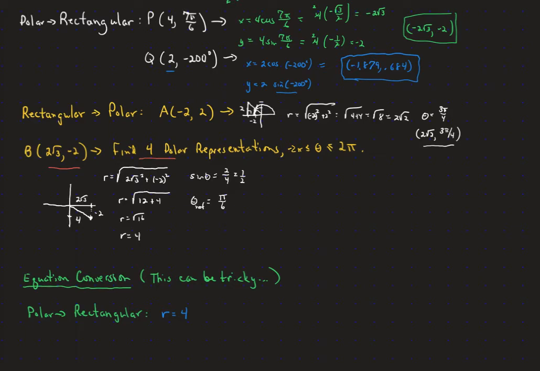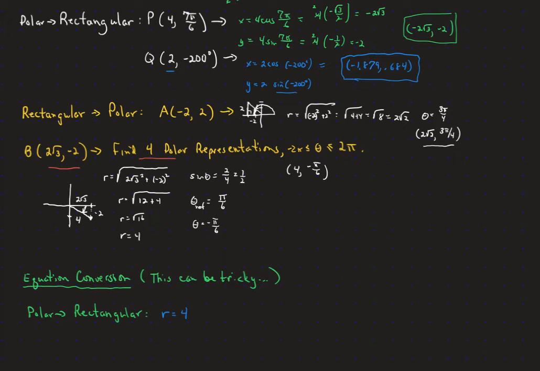Now, because we are in quadrant 4, we can think of that one of 2 ways. If we go the way I kind of showed it there, that's a negative pi over 6. So that's one possible set of ordered pairs. So we could say 4 comma negative pi over 6. That's one polar representation of that point.